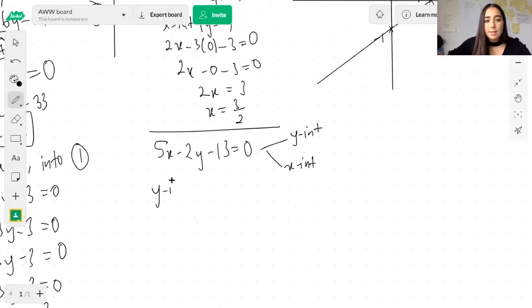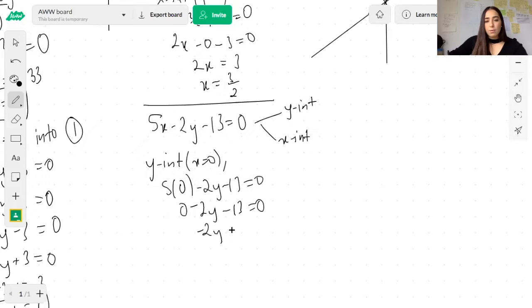So for the y-intercept, that's when x equals 0. So we sub 0 into this equation. So 5 times 0 minus 2y minus 13 equals 0. We simplify this and solve for y. So moving 13 to the other side, dividing by negative 2, we get negative 13 on 2.